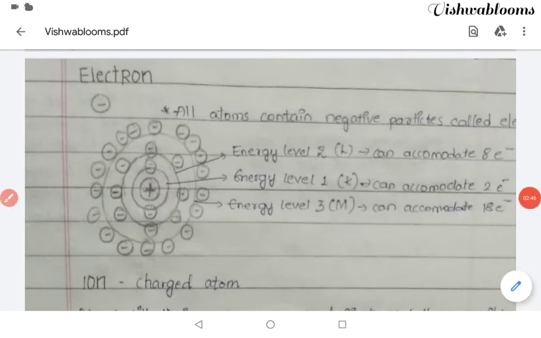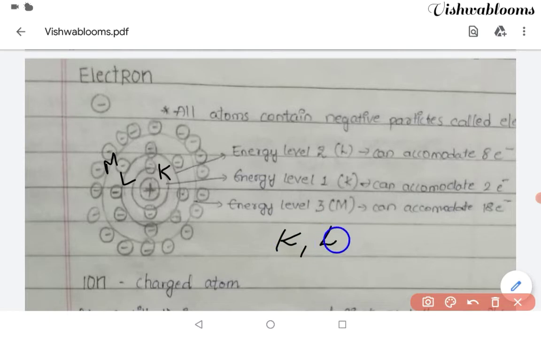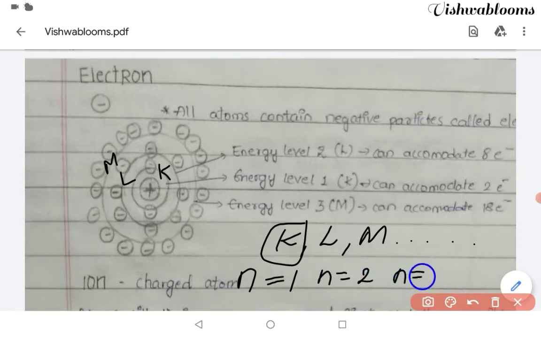Now we should also know the number of electrons which can be accommodated in the energy levels. The first energy level, or the first orbit, is called the K shell. This is the L shell. This is the M shell. The first shell is K, the second is L, followed by the same series of letters. So K is nothing but 1, the first shell, so n is 1. The number of the shell is 1. For L, the number is 2. And for M, the number is 3.